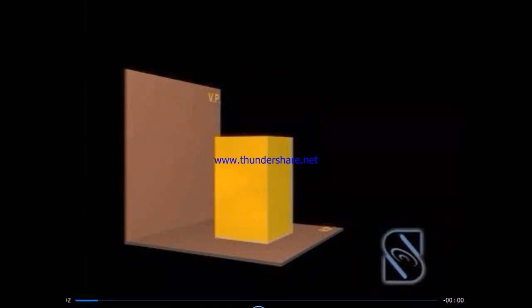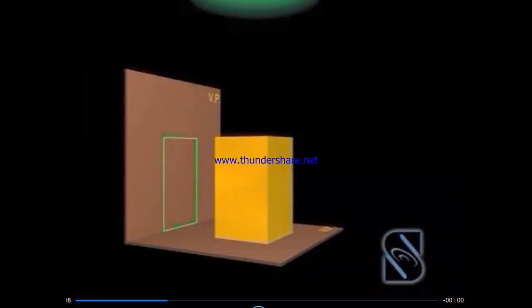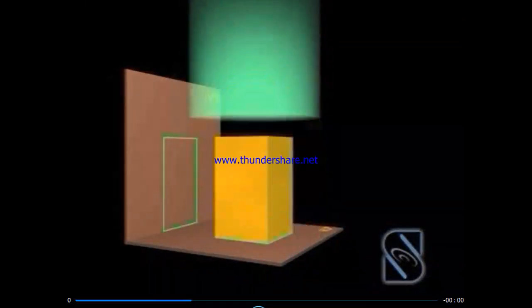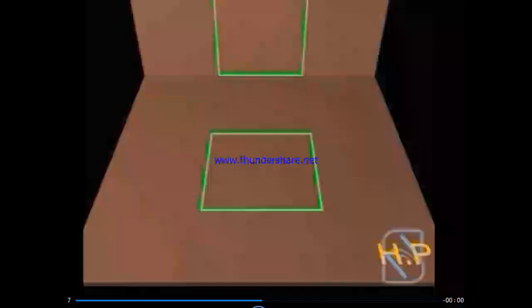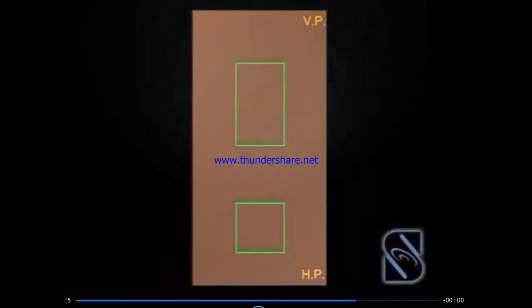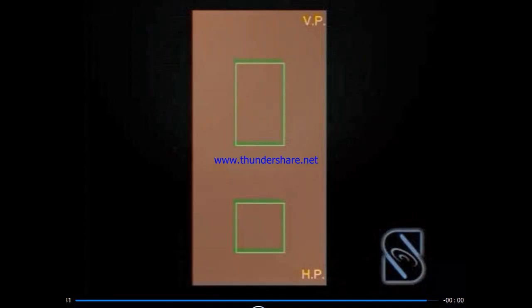Position the square prism in the first quadrant. Look at the solid from the front to obtain the front view as shown in the figure. Look at the solid from the top to obtain the top view as shown in the figure. Rotate the horizontal plane 90 degrees clockwise to get the projections. Now the required projections are obtained.